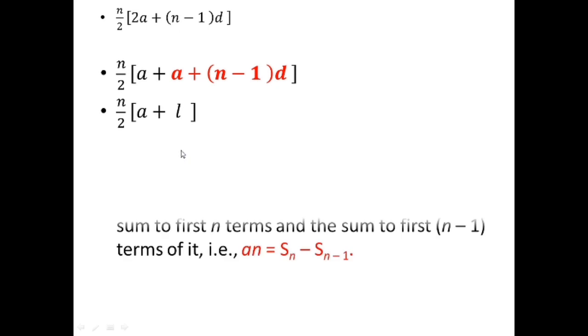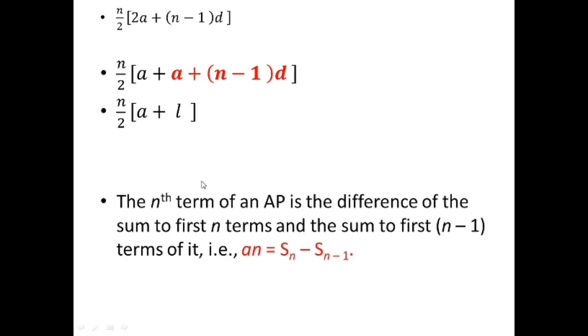Is it clear? And one more important thing: if they give the sum of n terms, how do we find the nth term? This is also an important topic. The nth term of an AP is the difference of the sum of first n terms and the sum of first n minus 1 terms. That is, the nth term means Sn minus Sn minus 1.